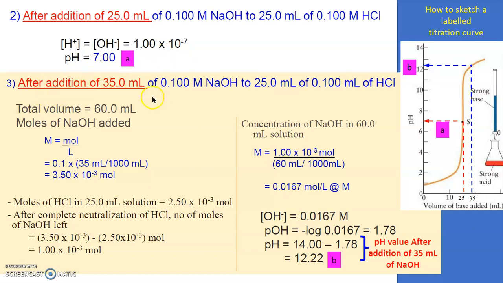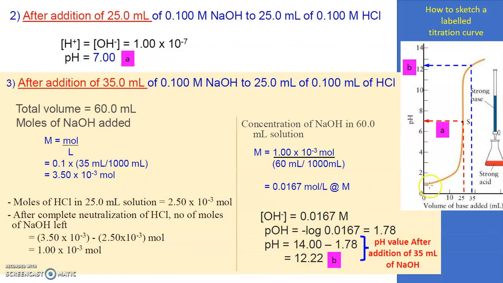So after addition of 35 ml, now 35 ml over 25 ml, meaning that now sodium hydroxide is dominant. So you calculate the moles of sodium hydroxide, and at the same time the moles of HCl. So you subtract the non-dominant from the dominant, and you will get the moles here. The moles with the new volume of 60 ml, so you get the molarity. From the molarity you can calculate the pH. You will get 12.22. So you draw the line.